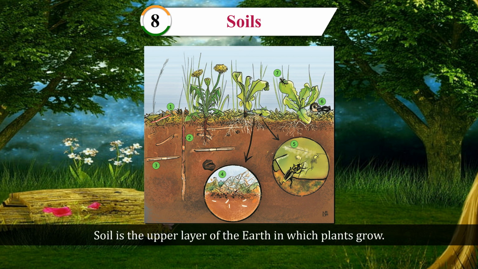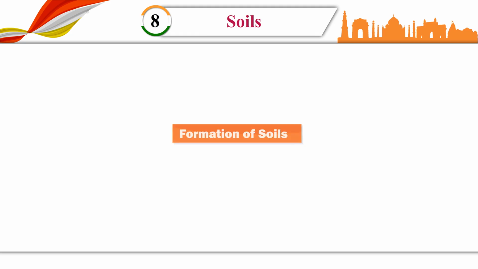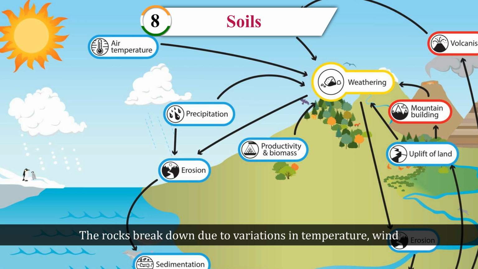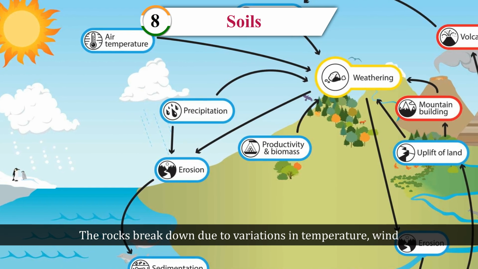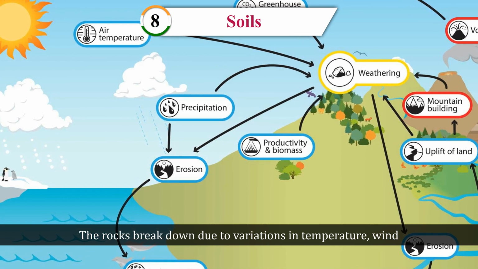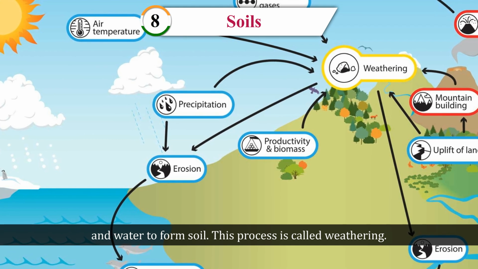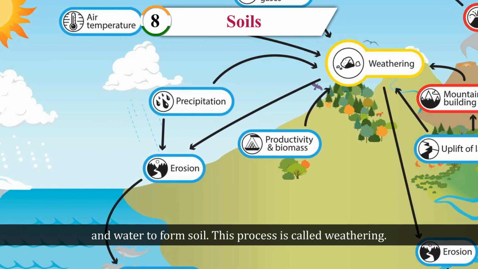Soil is the upper layer of the earth in which plants grow. Its thickness is only a few centimeters. Formation of soils. The rocks break down due to variations in temperature, wind and water to form soil. This process is called weathering.